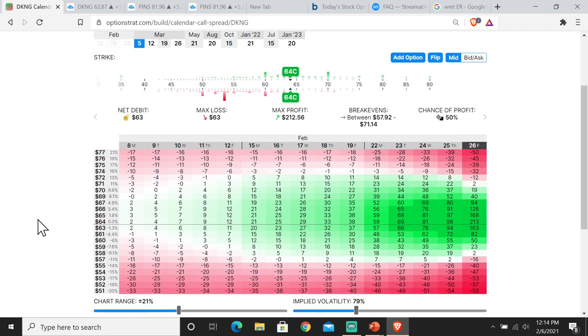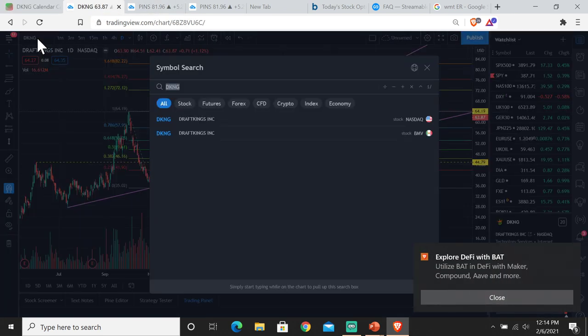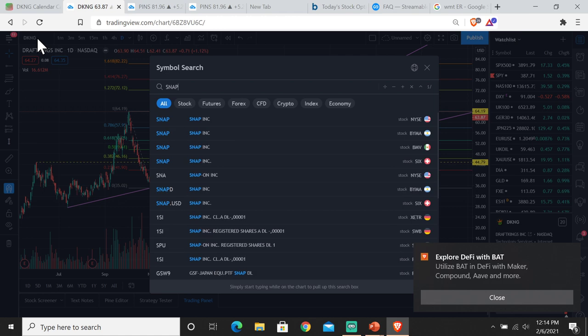A good example of that was Snap. This past week, Snap dropped a lot, but then by the end of the day, it just kept rising, right? So if you had a calendar call on that, you could have gotten rid of the front day option when it was basically worthless, because it dropped on the day. Quickly pull up the chart here.